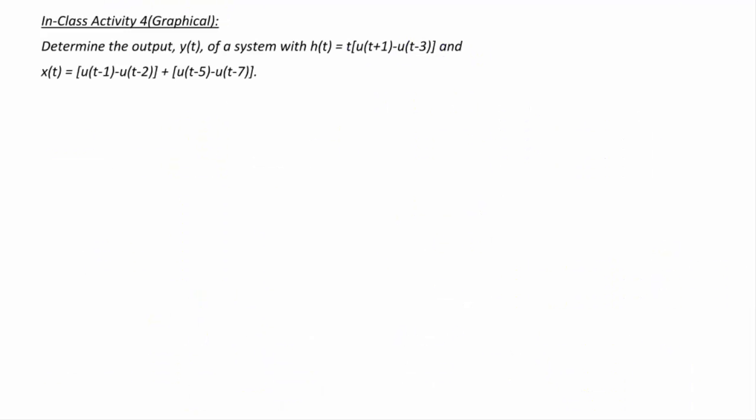Let's look at the final example for lecture 6-1 in class activity 4. Determine the output y of t of a system with h of t equal to t u of t plus 1 minus u of t minus 3 and x of t equal u of t minus 1 minus u of t minus 2 plus u of t minus 5 minus u of t minus 7. First, let's sketch x of lambda.